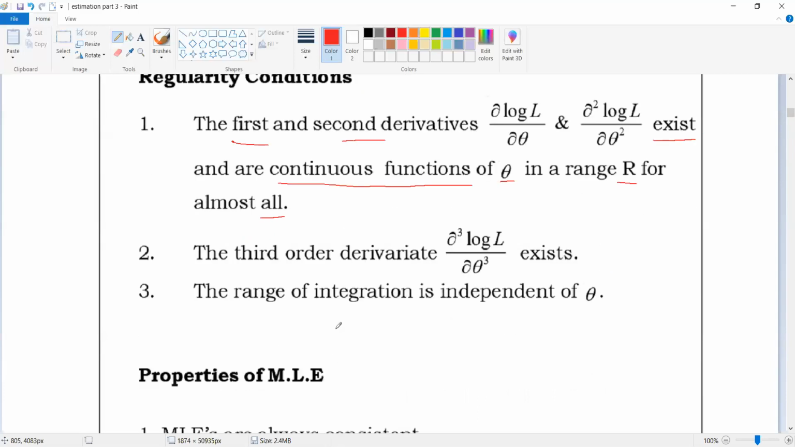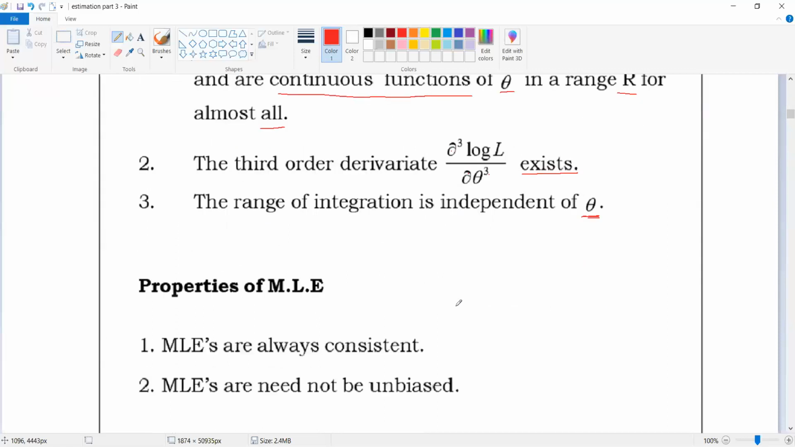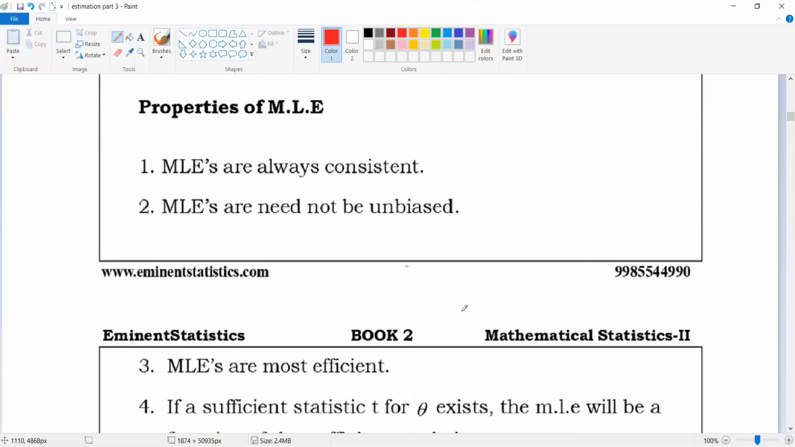Definitely you have to apply the MLE concept. The third order derivative, dou cube log L by dou theta cube, also exists. The range of integration is independent of theta. This is very, very important. There is no lower limit or upper limit involving theta here. The lower limit and upper limit must be constant values.